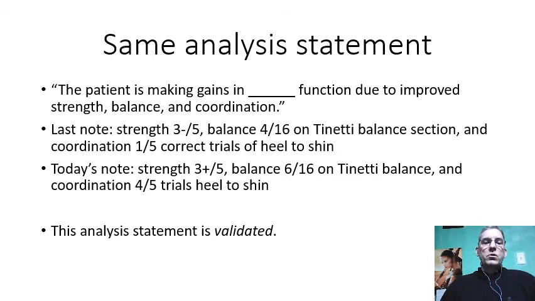And of course, if you're a PT, and maybe even some of you OTs, have learned to do that kind of measure. And there's other things we do, like finger to nose, things like that. Today's note, we show that the patient's strength in whatever body area we're measuring was 3+ out of 5. Balance was 6 out of 16 on the Tinetti balance section. And coordination, the patient got 4 out of 5 trials heel to shin correct. Therefore, this analysis statement is proven to be valid because we've got the measurements to back it up.